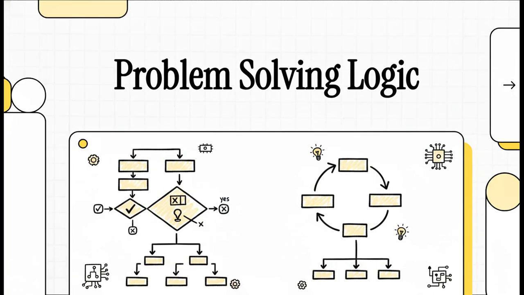Welcome to this explainer. Today, we're tearing down the absolute foundational building blocks of computer programming. We're going to start with basic sequential logic and build all the way up to complex, nested decisions. So if you've ever found yourself wondering how on earth a computer knows exactly what to do and when to do it, you are in the perfect place. Let's get right into it.